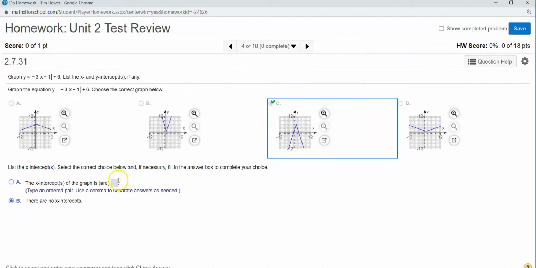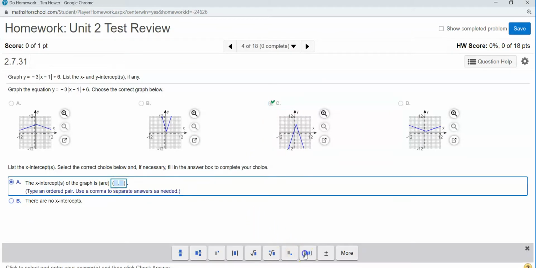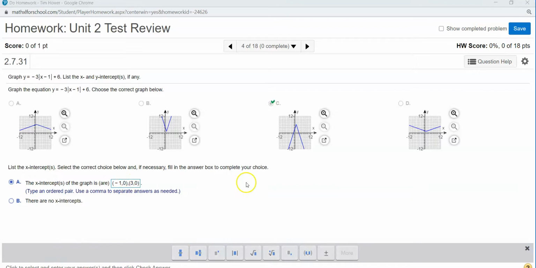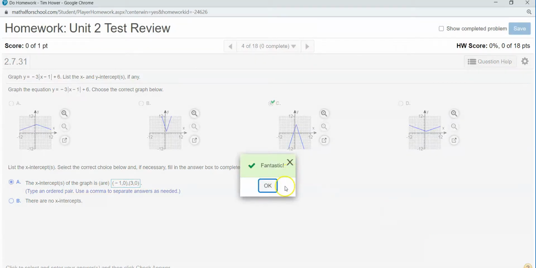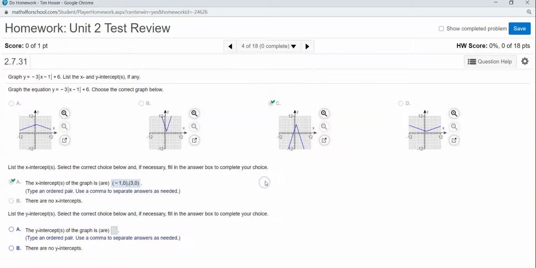So I'm going to put in there, and they want it as an ordered pair. So like we said, -1. I paused the video to speed things up here. It takes me forever to type these in. So -1, 0, 3, 0. So be careful, make sure you don't click on the wrong one. I have no idea why I clicked on this one. I should have clicked on that one.